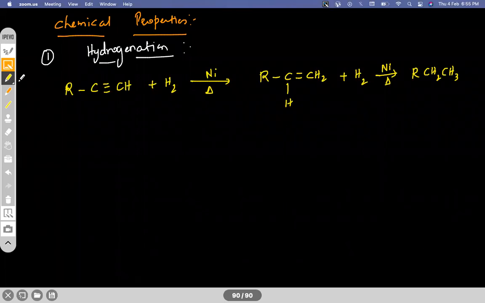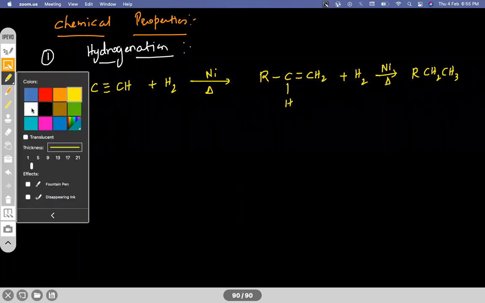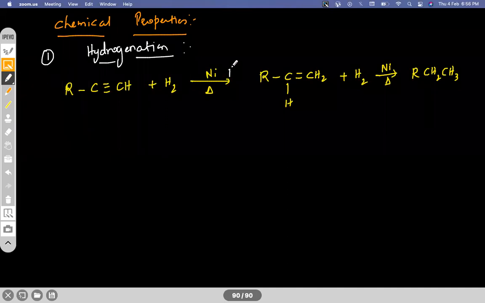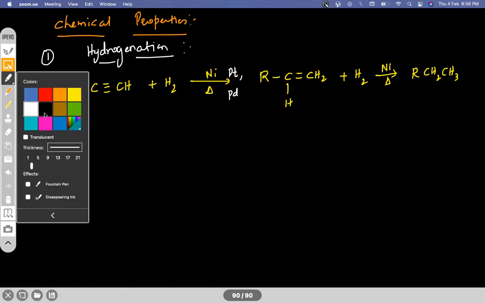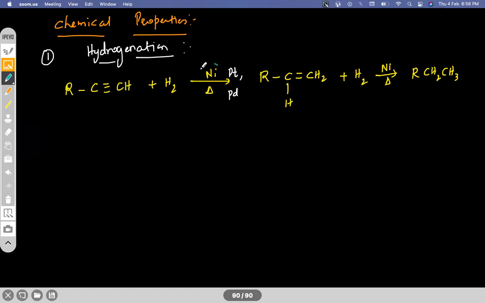We can use any catalyst here. We can use nickel, platinum, palladium, many catalysts we can use. But when you use nickel catalyst, this hydrogenation reaction is called the Sabatier-Senderens reaction. So it is a name reaction, and keep this in mind.